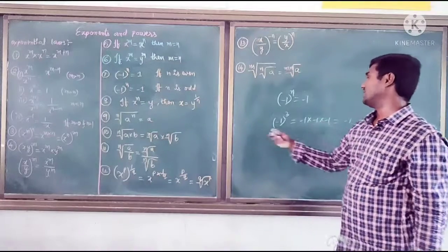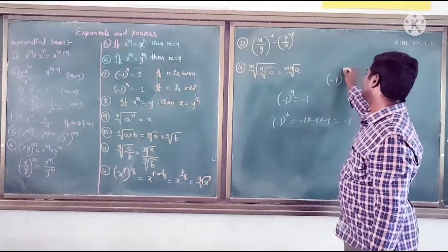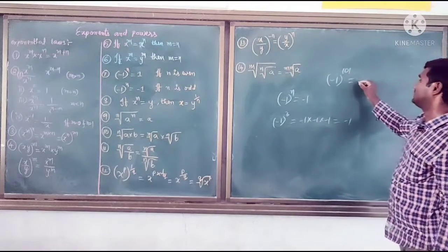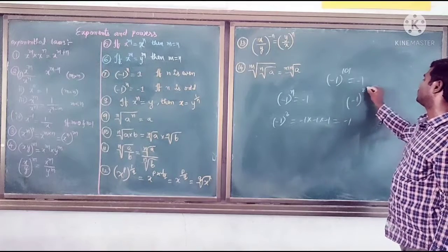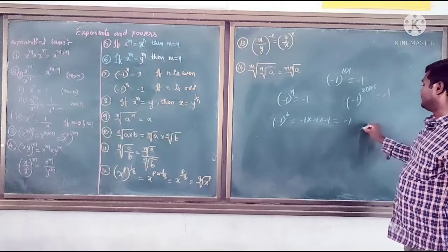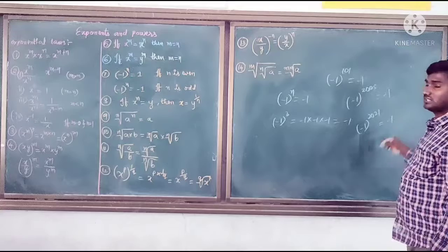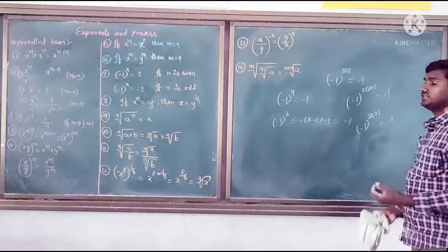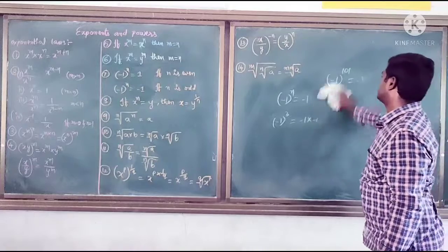If we take minus 1 whole power 101, what is that value? So we can write minus 1 only. Minus 1 whole power 2005 is equal to minus 1 only. Minus 1 whole power 2021 will give minus 1 only. So likewise we are going to write. Okay, next question.